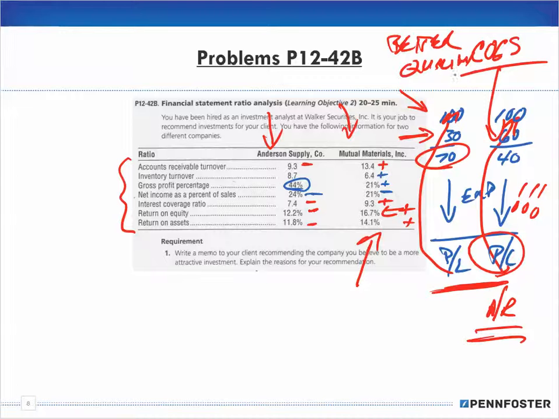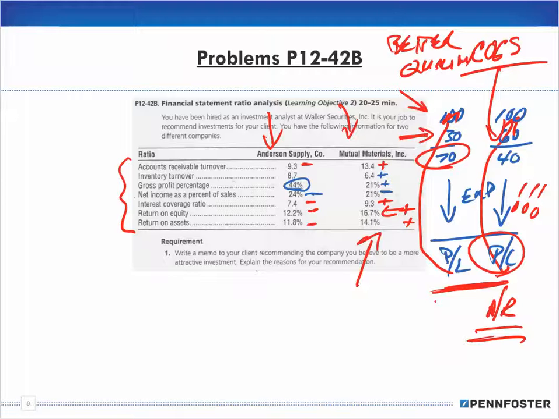All right, that may be a reason why their cost of goods sold is much higher, okay? And if they're buying better quality and they're managing their expenses, these are all strong reasons why this company seems to be run better than Anderson Supply, all right?